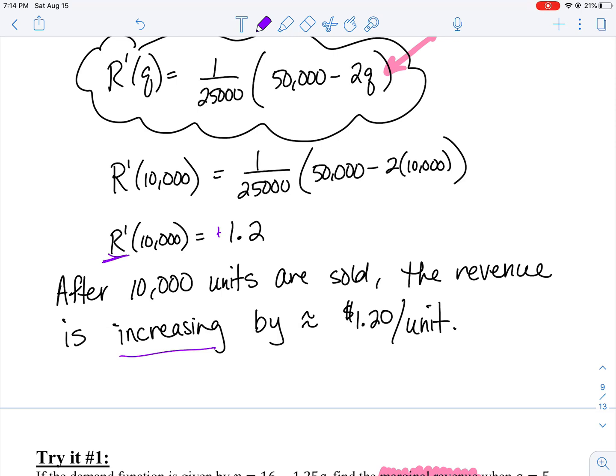So can I really say $1.20 per unit? After we sell 10,000 units, my revenue is increasing by $1.20 per unit. So I'm getting $1.20 more per unit than I was just a second ago. That's pretty good, right? I want that revenue to be increasing because that means I'm getting more money.